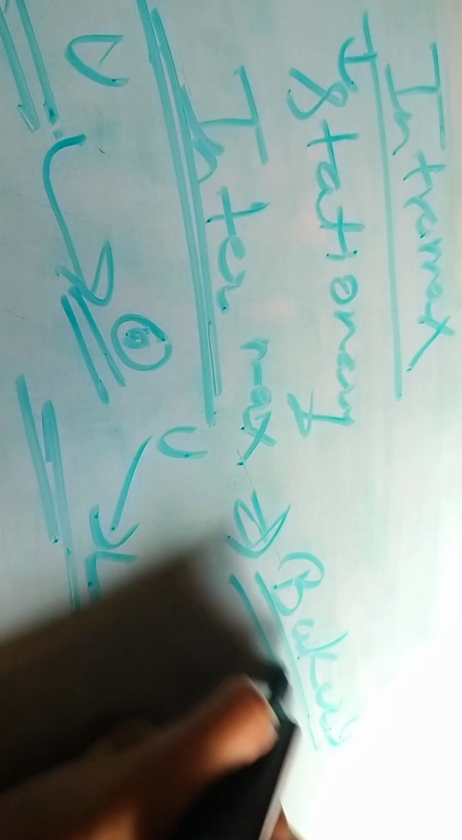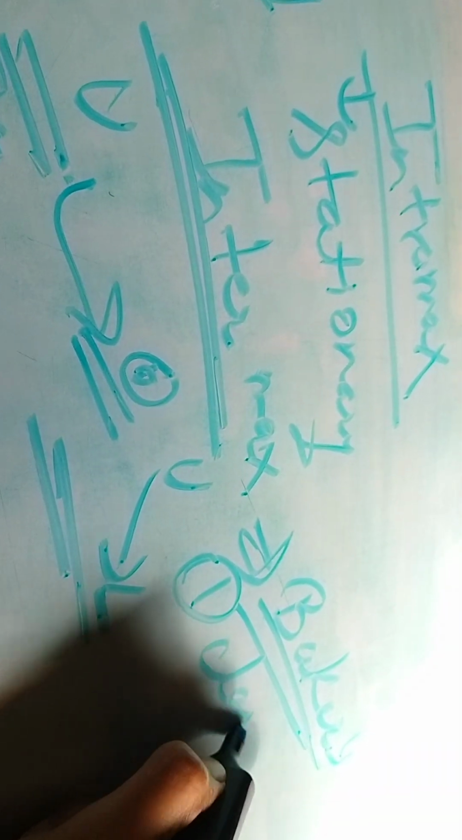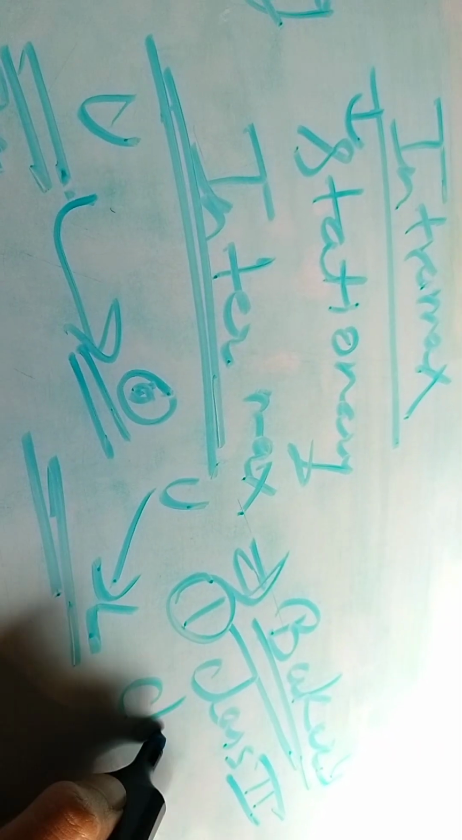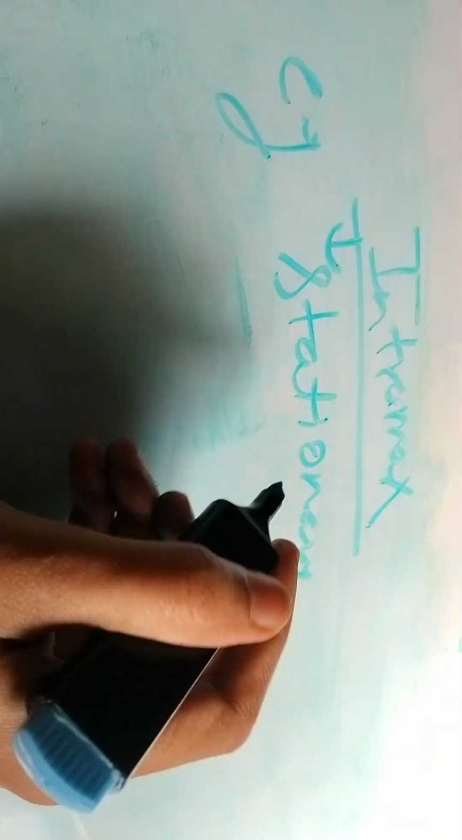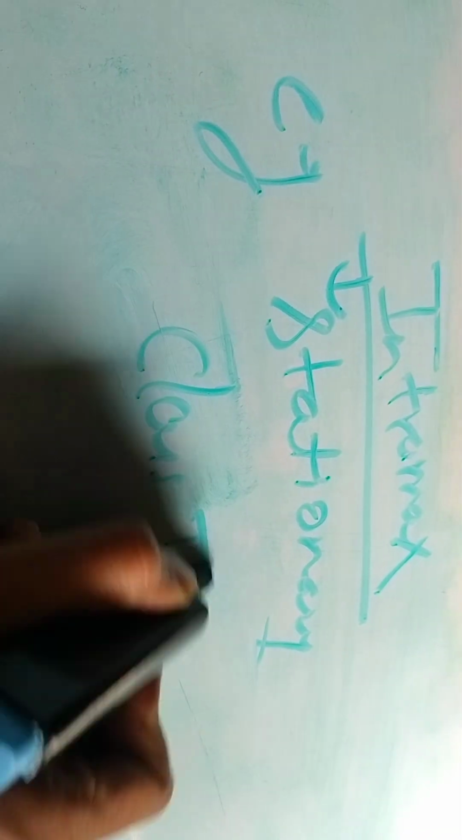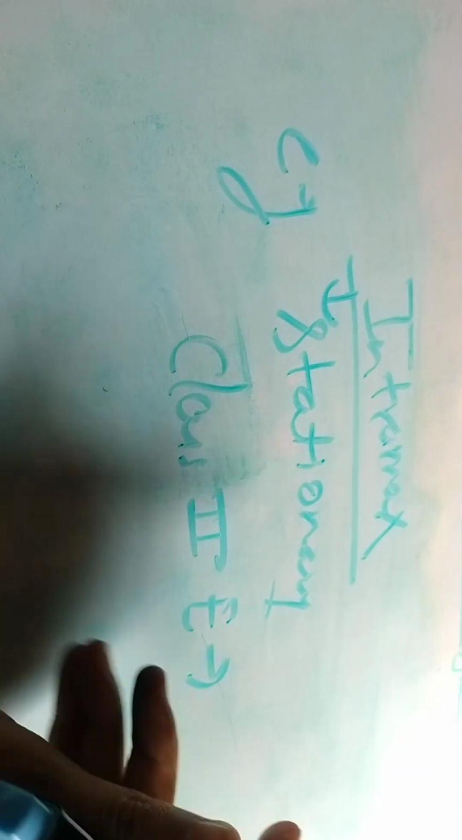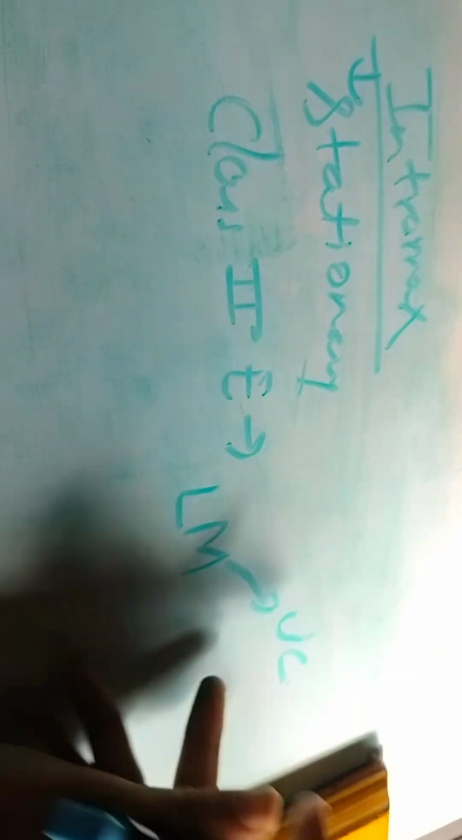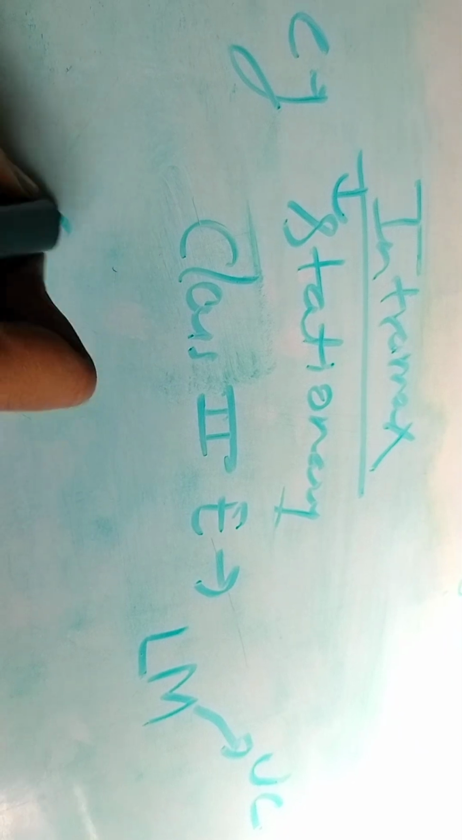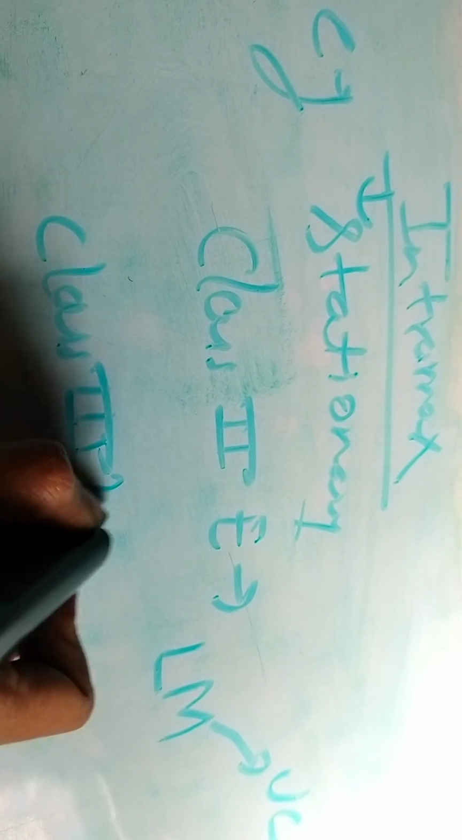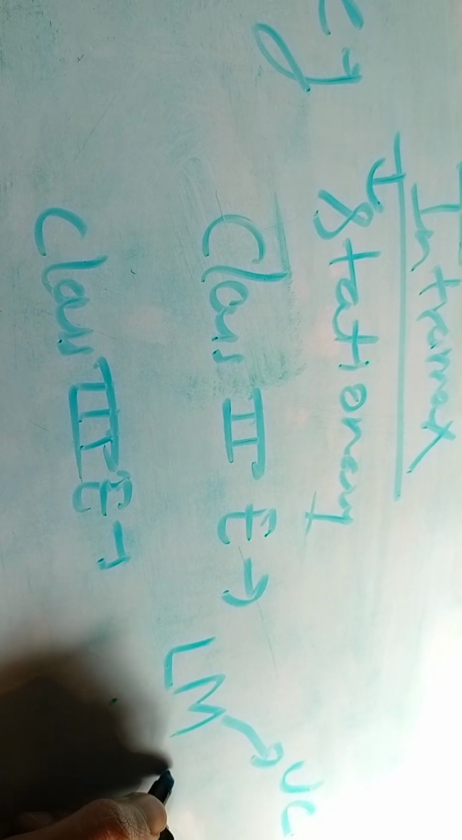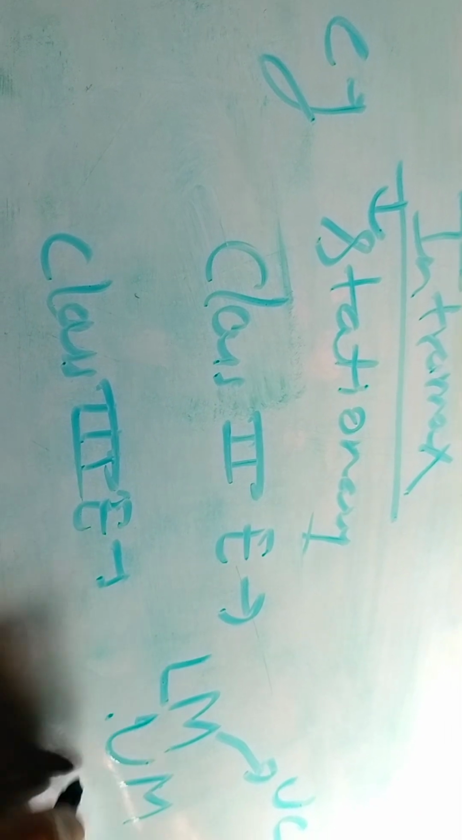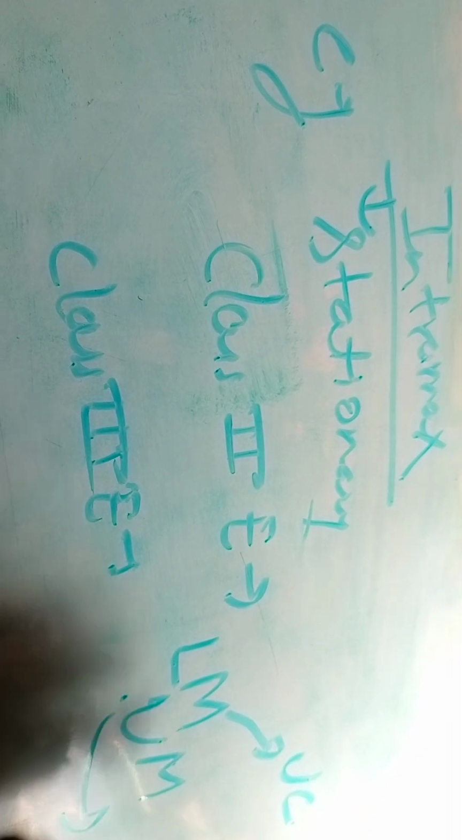Baker's anchorage is the class 2 elastics and the class 3 elastics. Many times the MCQ asks about the Baker's anchorage. What is the Baker's anchorage? In the class 2 elastics, the elastic runs from the lower molar to the upper canine. Upper molar to the lower canine is the class 3 elastic.